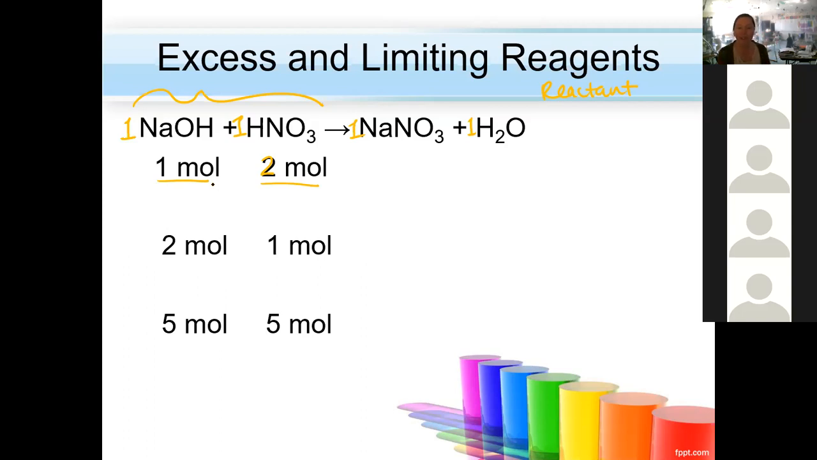What am I going to run out of first? Sodium hydroxide, for sure. I'm going to run out of this first. So this will be my limiting reagent. This will be my excess.